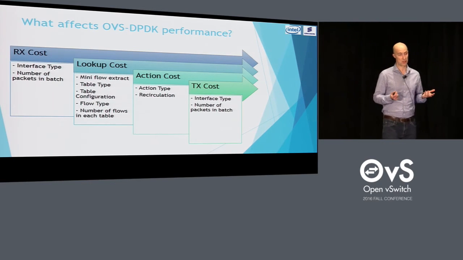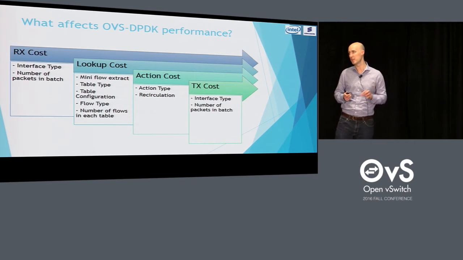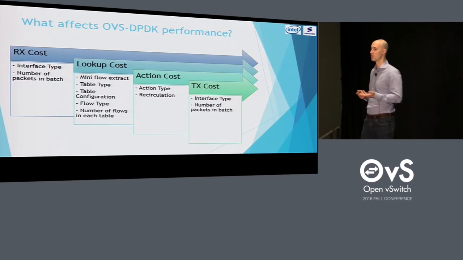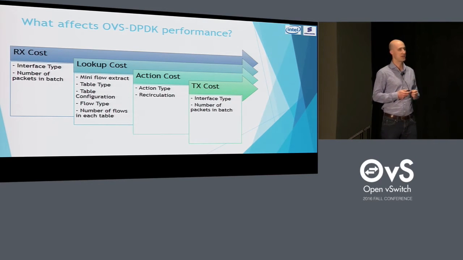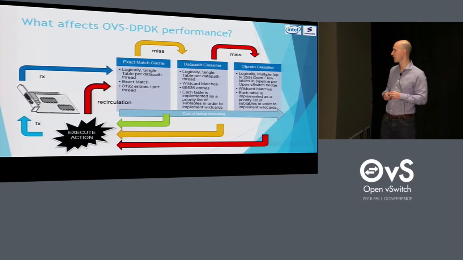Jumping a bit ahead here, action cost as well. Obviously, it's going to be more expensive if your pipeline consists of more actions. So if you're pushing a VLAN tag and outputting to a port, that's going to be more expensive than just outputting to a port. Probably the biggest cost in the packet processing pipeline is the cost of doing a lookup, and we're going to talk a fair bit about this in this presentation because it's very important when you have to do a lookup for 500,000 flows. So there are some things that affect that. I'll talk about that in a little bit more detail here.